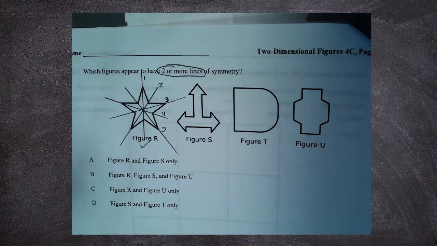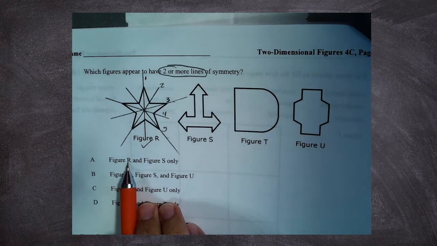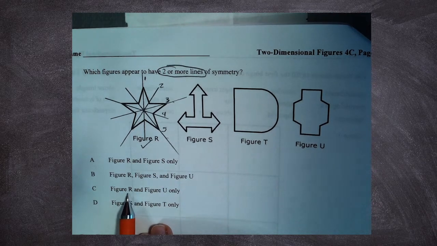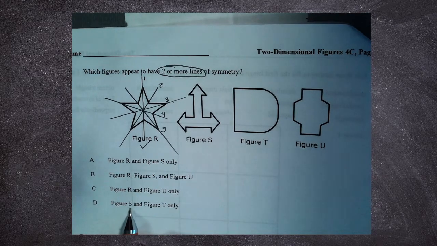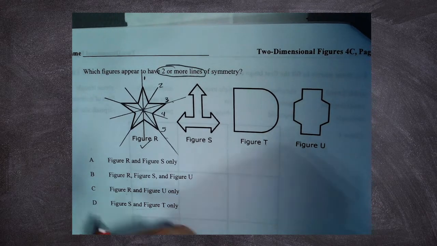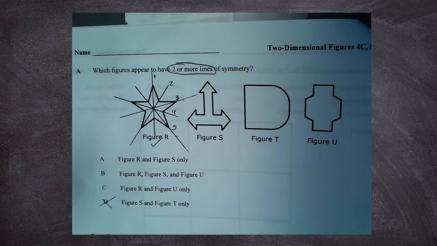So whatever answer choice I pick has to say figure R. Figure R. No, figure R. I've gotten rid of one answer choice. That star has five lines of symmetry. That is definitely more than two.